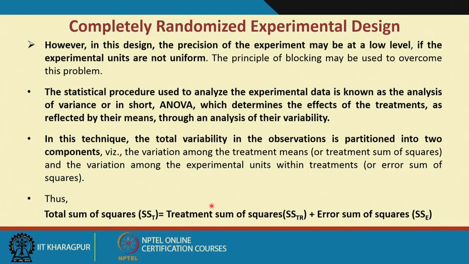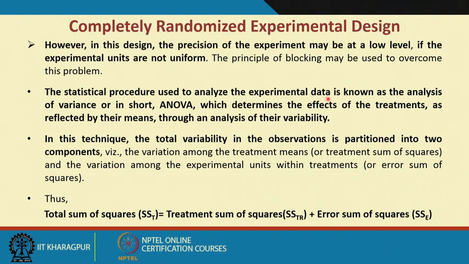in a randomized experimental design, the precision of the experiment may be at a low level if the experimental units are not uniform. This is a point to be noted. The principle of blocking may be used to work on these problems. Till now, we have not mentioned blocking. First you start with a completely randomized experimental design, and if you find that the precision of the experiment is at a low level, then the next best option is to go for the block design, the randomized block design.